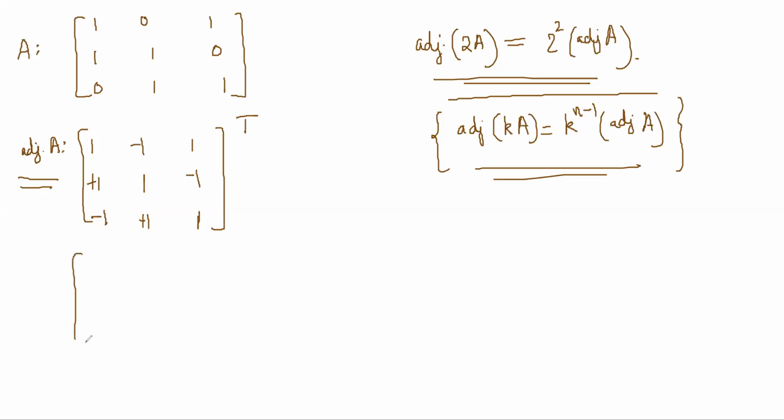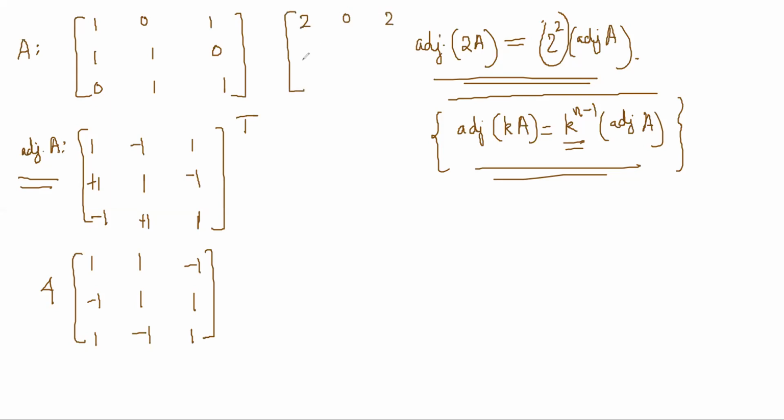Now you do a transpose. Transpose becomes 1, -1, 1, 1, 1, -1, -1, 1, 1. This is my transpose. This is my adjoint of A. Now if you multiply adjoint of A by k to the power n minus 1, so 2 squared, so 4, this should be the value of adjoint of 2A. I don't want to do it, but you guys can do it.